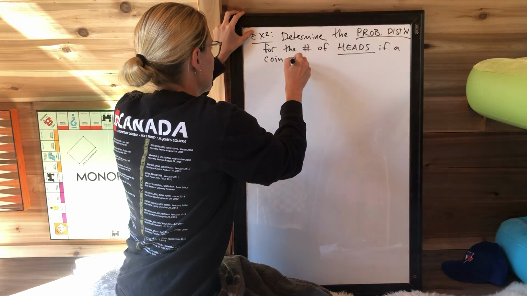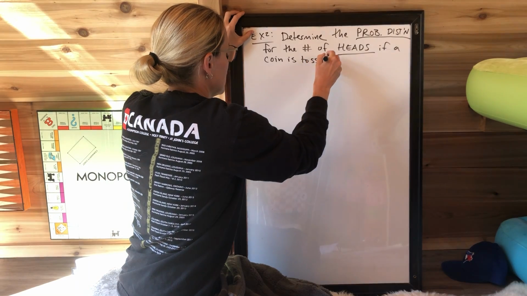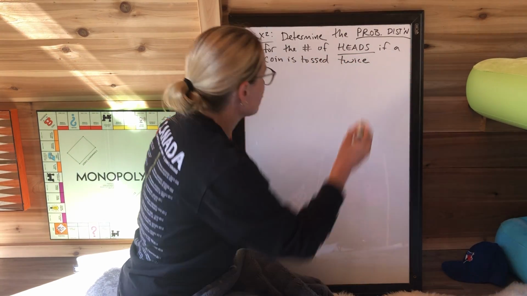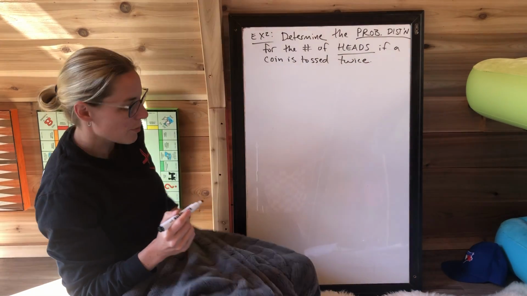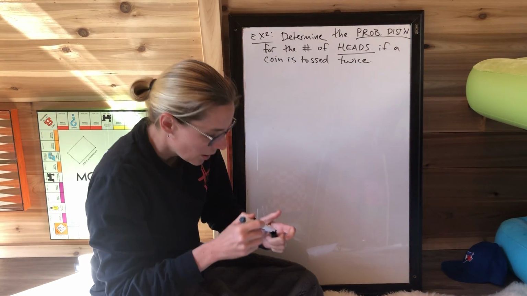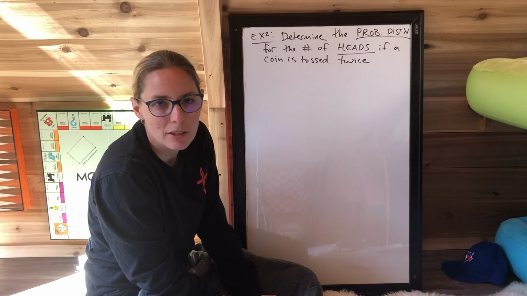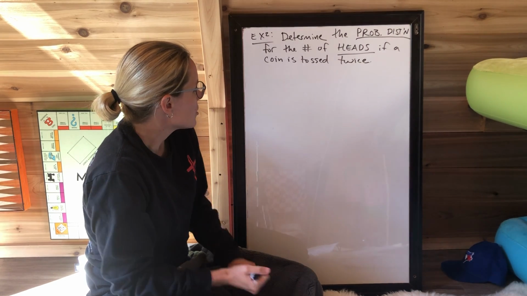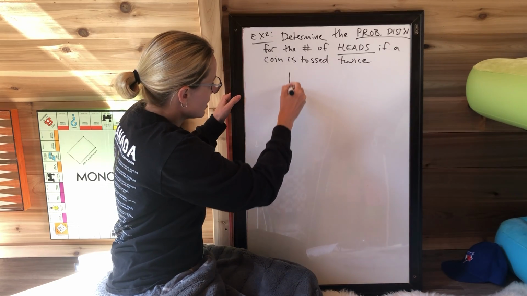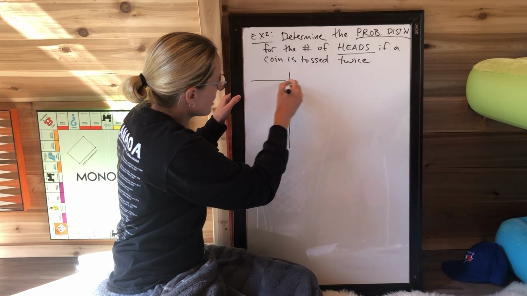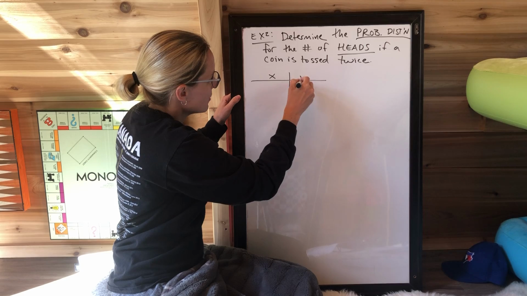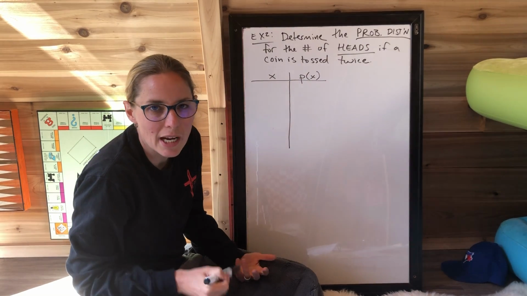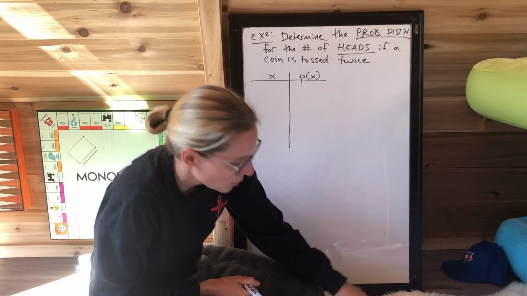If a coin is tossed twice. Okay, so what we really want here is a probability distribution. However, it's almost always imperative that we make a frequency table before we can make a probability distribution. The idea of a frequency table is always going to pin two things against each other, x and p of x. The question is, what is your x? You have to decide what your random variable is.